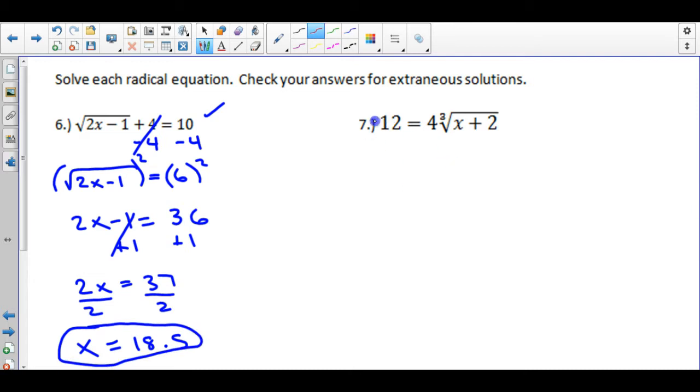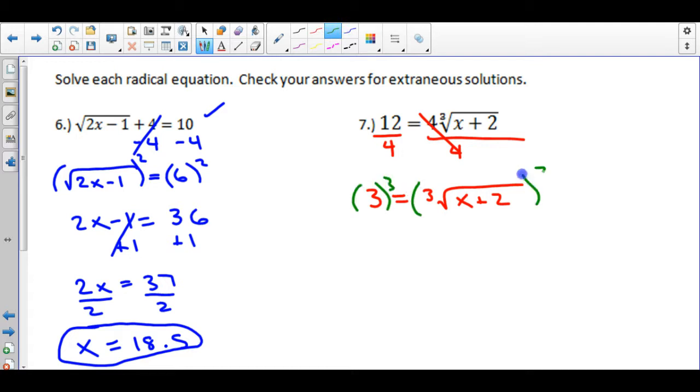For number 7, I have a cubed root on the right side. I also have this multiplier in front of the cubed root. So we're going to want to get rid of that 4 on both sides first. Like I said, it's a multiplier, so we get rid of it by dividing both sides by 4. So I end up with 3 equals the cubed root of x plus 2. Then what we're going to do to solve this is take both sides to the third power, because to get rid of a cubed root, you have to cube it. So on the left side, I have 3 times 3 times 3, which is 27.